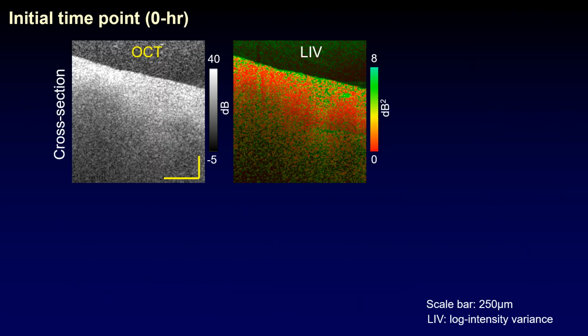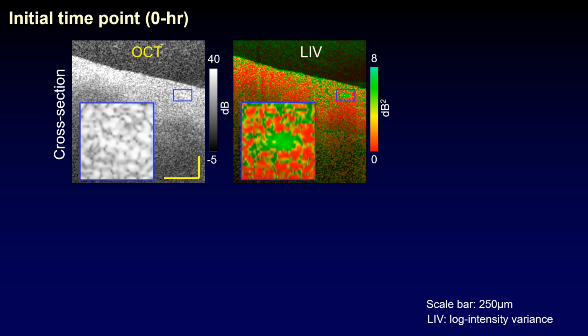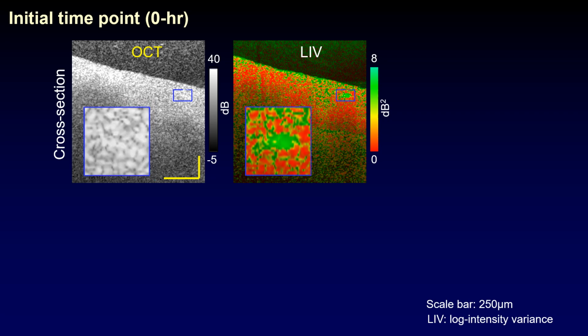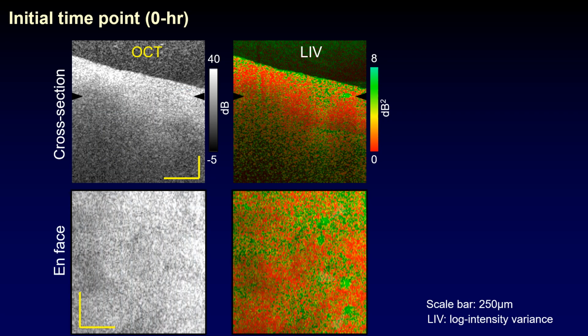The results of fibrotic liver at the 0-hour time point are shown here. There are some isolated high dynamic spots in the cross-sectional LIV image that cannot be observed in the OCT image. At this depth location, the en-face image of LIV also shows isolated high dynamic spots, and we cannot observe a clear vascular structure in the en-face image, which was observed in the case of healthy mouse liver.